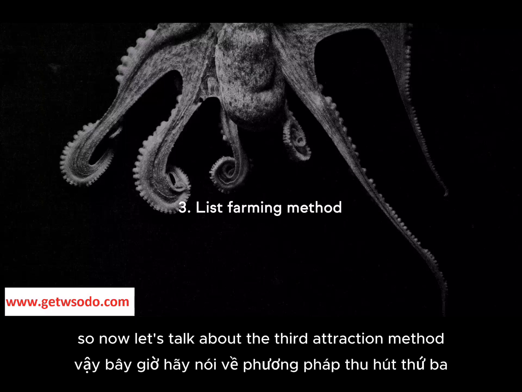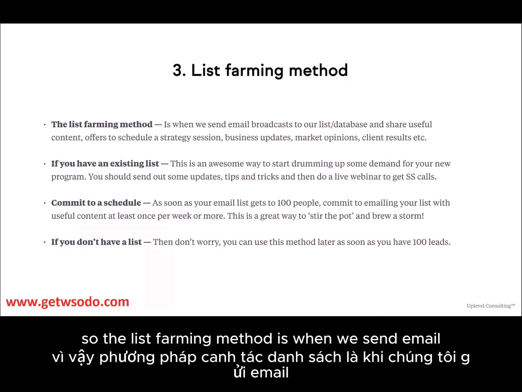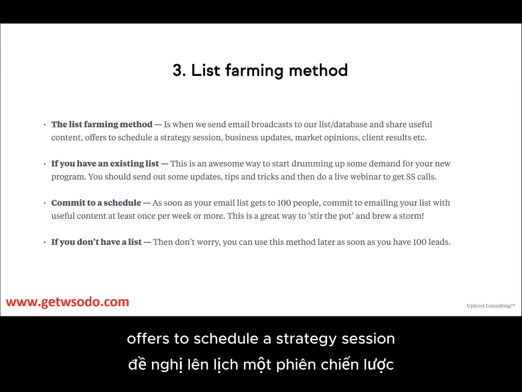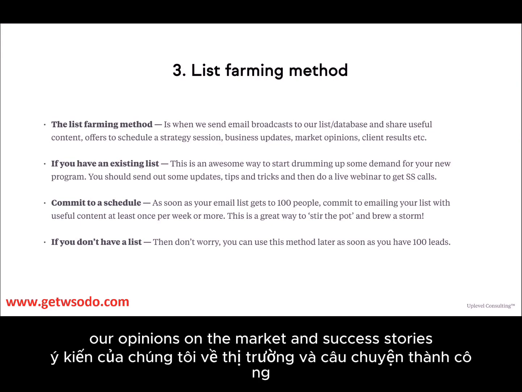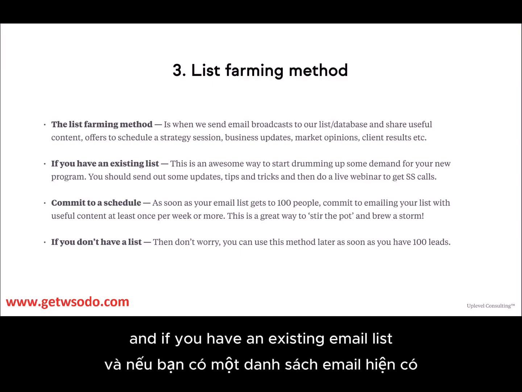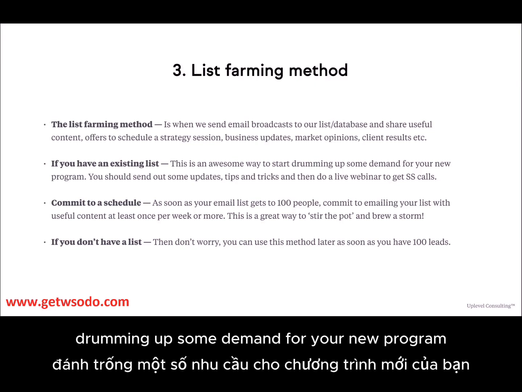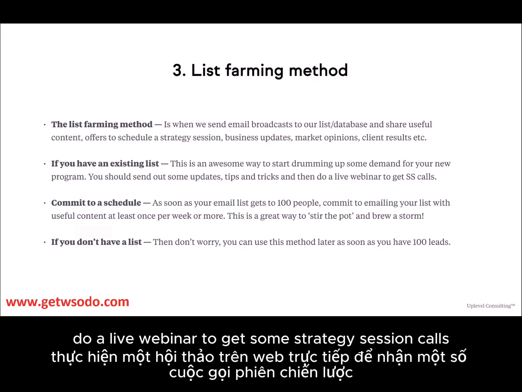So now let's talk about the third attraction method, the list farming method. The list farming method is when we send email broadcasts to our list and share useful content, offers to schedule a strategy session, business updates, our opinions on the market, and success stories, client results, etc. If you have an existing email list, this is an awesome way to start drumming up some demand for your new program. You should send out some updates, tips and tricks, and then do a live webinar to get some strategy session calls.